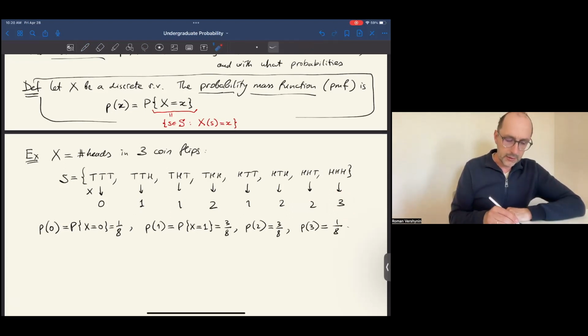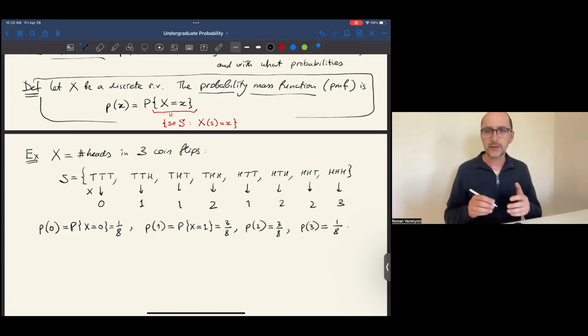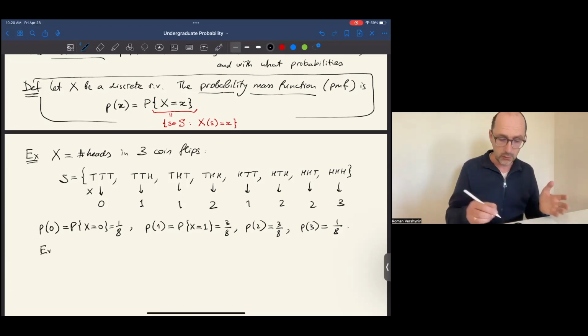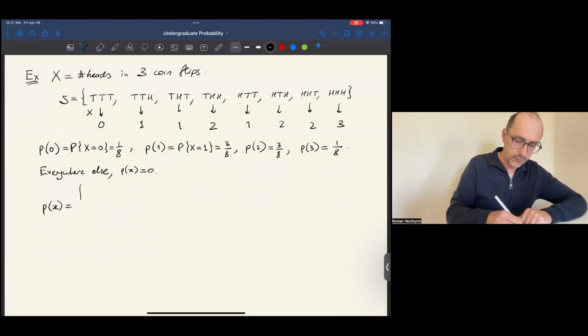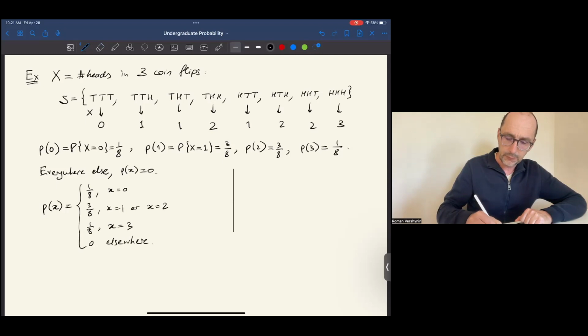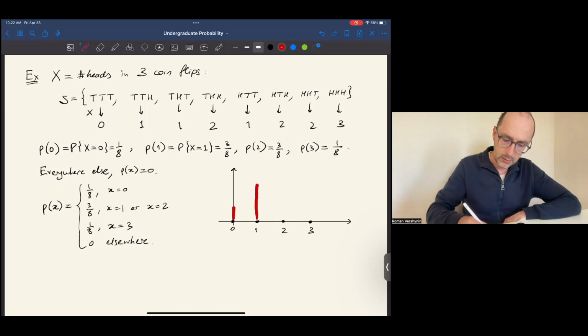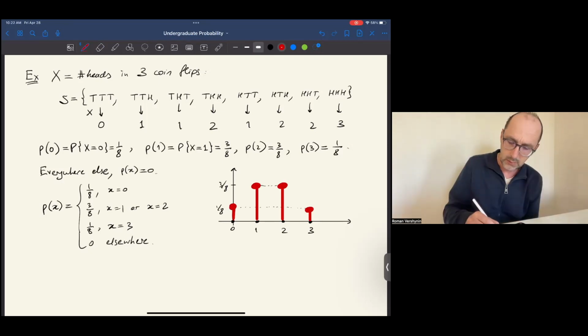Our random variable x can only take these values, 0, 1, 2, and 3. The probability that x takes any other value is 0. And so everywhere else, P of x is 0. So we can write this function as follows: 1/8 if x is 0, 3/8 if x is 1 or 2, 1/8 if x is 3, and 0 elsewhere. The graph of the probability mass function then looks like this: 1/8, 3/8, 3/8, and 1/8. And it's 0 everywhere else.